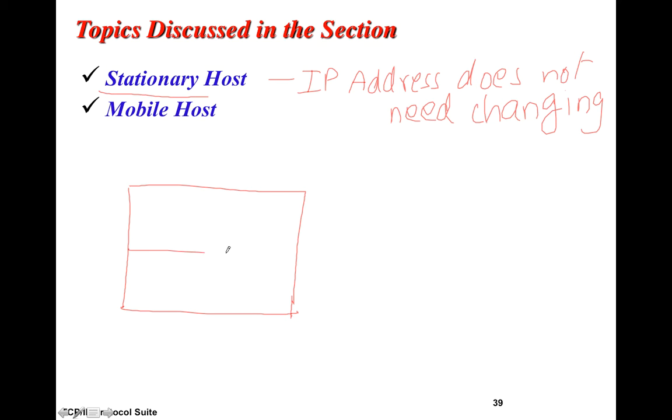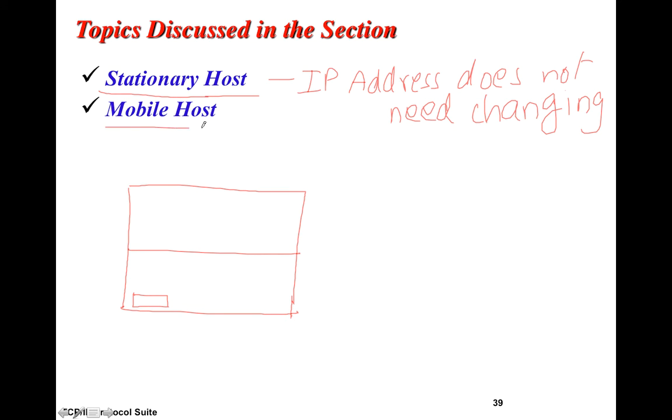So you may be inside a building and you have your device, so it can move anywhere in this building or in the network. It will not experience a problem because it is inside the same network, and the IP address is the same. So this is why it is called a stationary host.